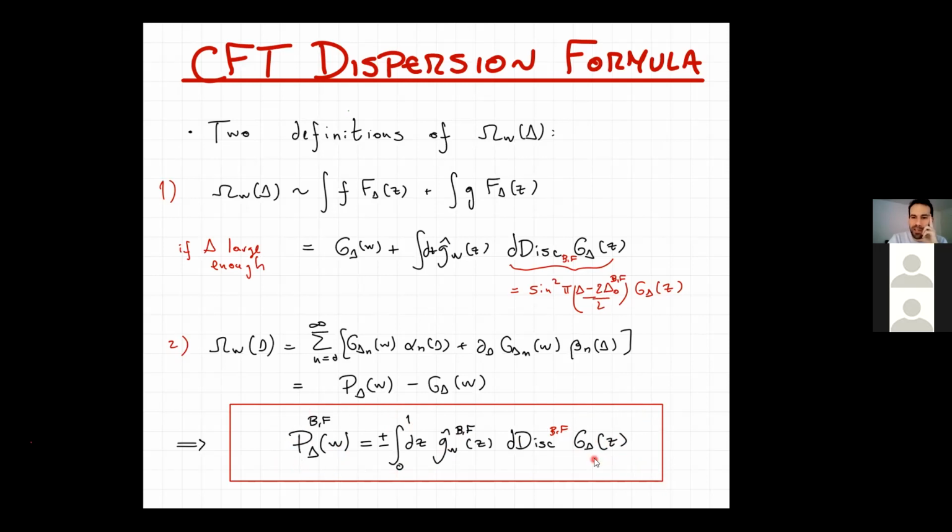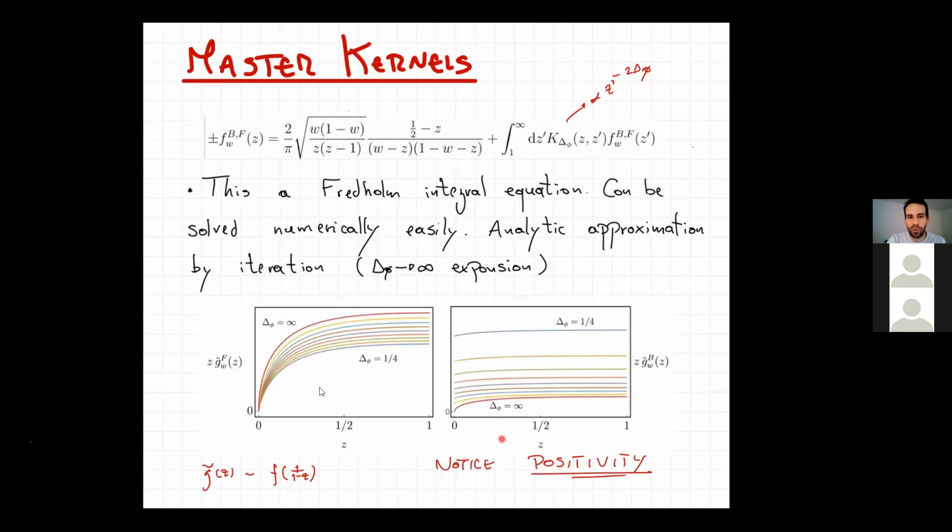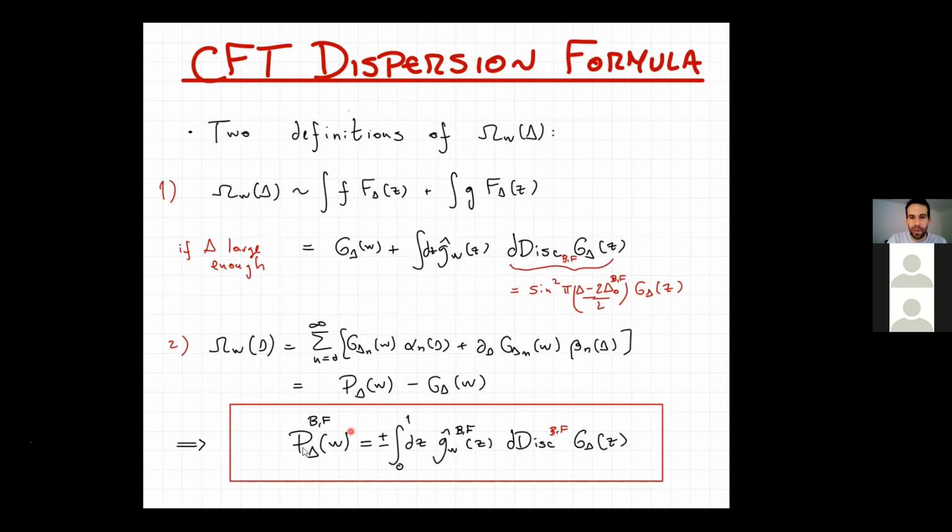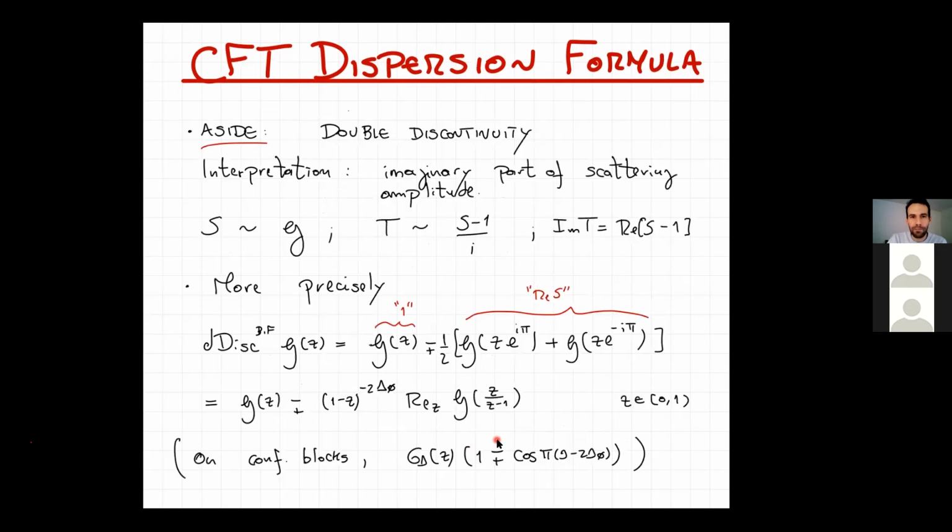Why this is interesting is because, for instance, this factor here is positive, because it's just sine squared times the conformal block, and conformal blocks are positive. And this kernel here, I showed you, is positive as well, between 0 and 1. Yeah, I put the 0, so they're always positive. And so this is telling you something about the positivity properties of the Polyakov block. So this will be important in a moment. Anyway, we have this representation.